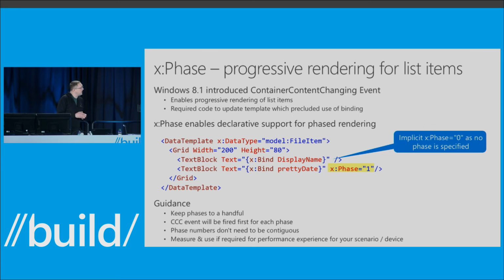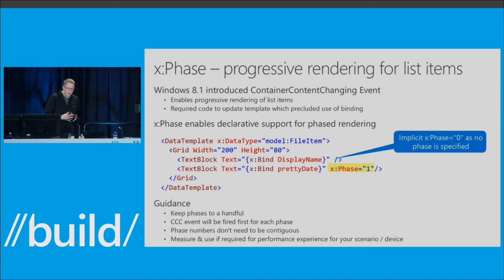Some guidance for this. Technically, there is no limit on how many phases you could use, but I recommend keeping it to a handful. If you do more than that, it's going to generally spend more work figuring out the phases than actually doing the work. We still fire the ContainerContentChanging event, so if you want, you can hook that up as well and do your own logic in addition to the binding work. If hooked up, it will fire for each phase, so you'll get called for phase 0, then phase 1, then phase 2, etc.